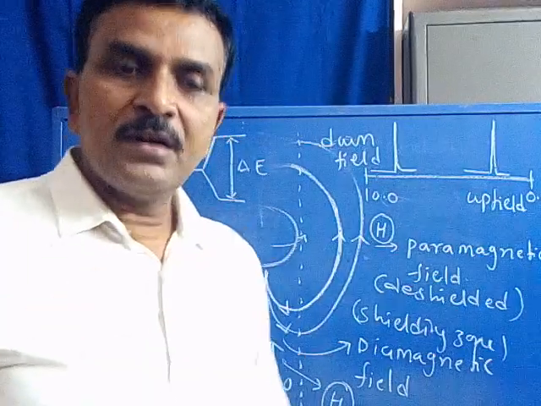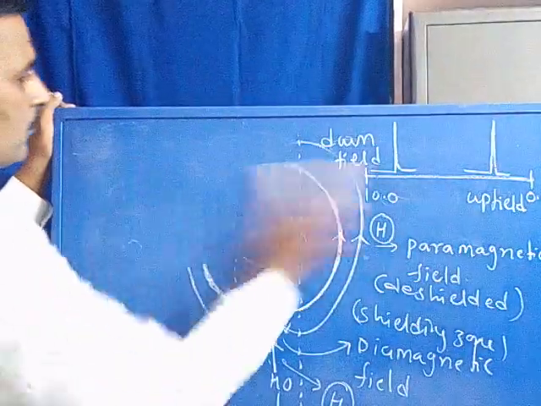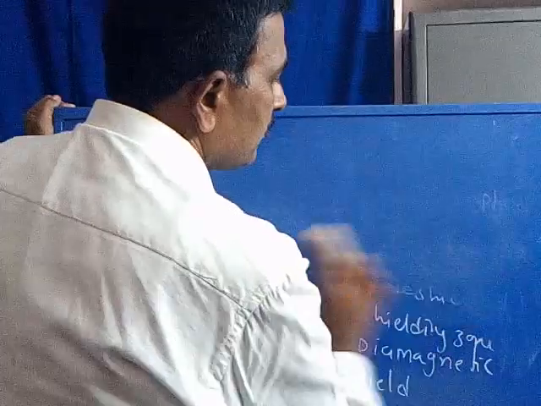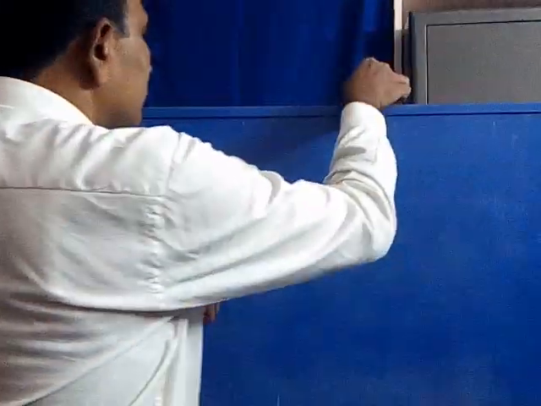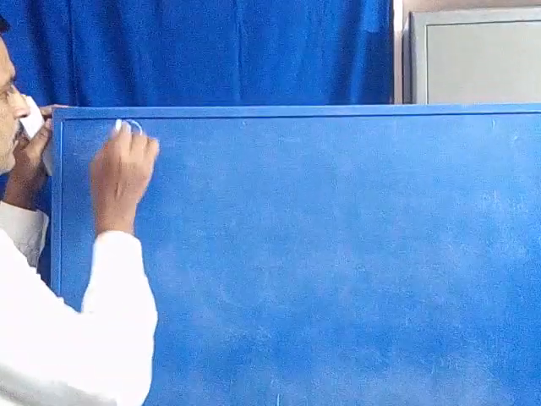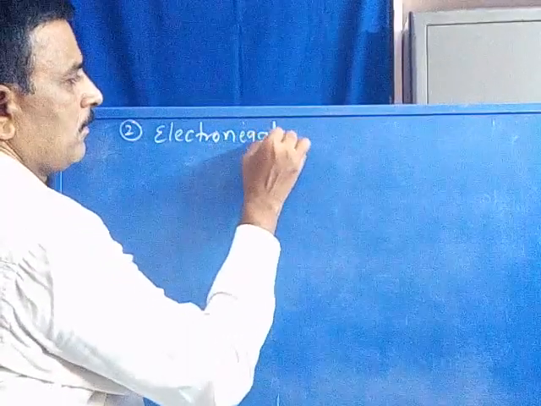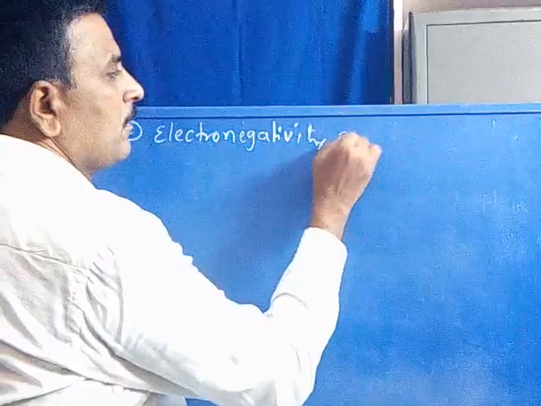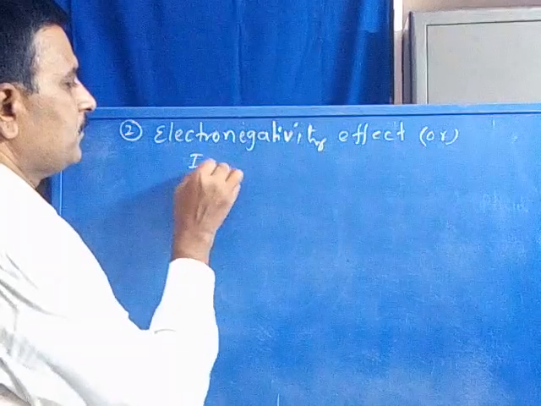Let us discuss the second factor which affects the delta values of protons. The second factor is the effect of electronegativity, or inductive effect.